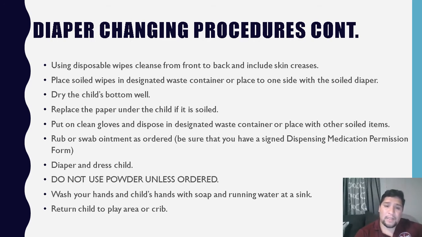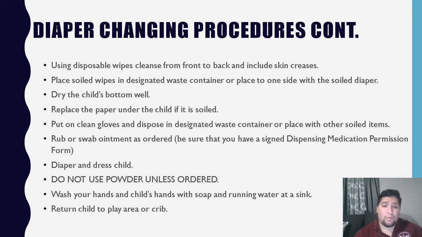And then after that, you're going to place the soiled wipes again, either directly into the trash can, or for whatever reason, to the side with the diaper, ensuring that it's out of the reach of the kids. Okay. After that, we're going to dry the child's bottom well. We're going to replace the paper under the child if it is dirty. When putting the new diaper, we need to make sure that it's a clean area. Then we're going to put on the clean gloves and dispose of the old ones in the designated waste container. You need to dispose of your gloves afterwards as well.